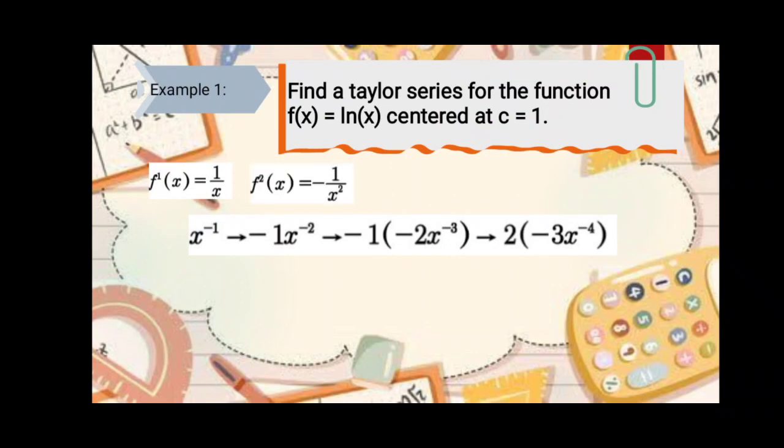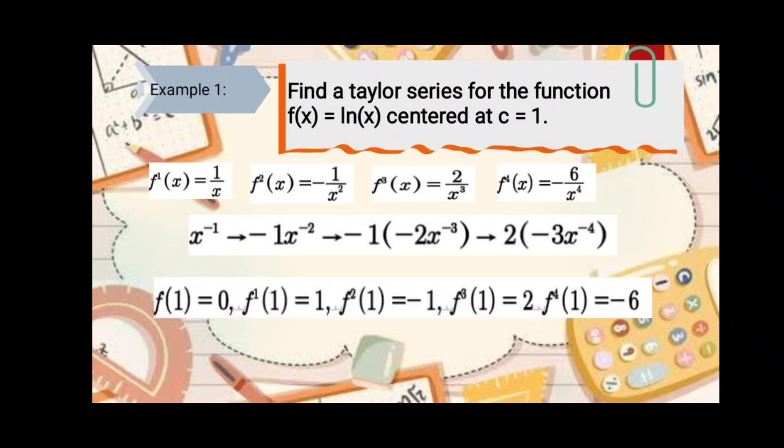Then f double prime of x is equal to negative 1 over x squared. Then f triple prime of x is equal to 2 over x cubed. Then the fourth derivative of x is equal to negative 6 over x to the 4th power.